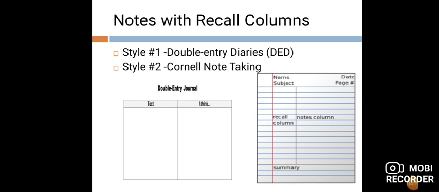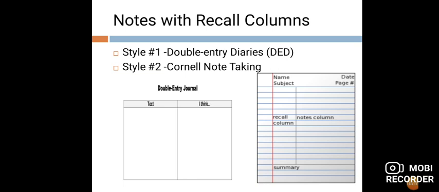Then comes the Cornell note taking method. This particular method involves dividing note paper into three sections. As you can see in the diagram, the largest section to the right is for taking notes. The marginal section to the left is for recall words or phrases and questions. The bottom is for a summary statement. Fine. So it is clearly visible in the diagram given along with this particular slide.